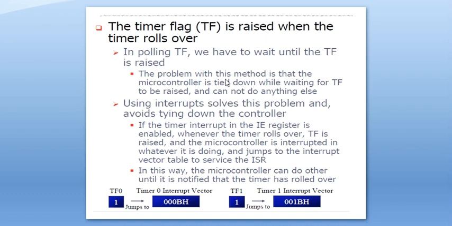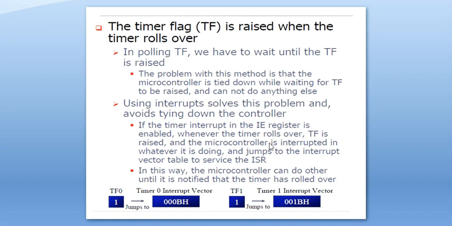In the case of polling, the microcontroller is not allowed to do any other task, and it has to keep on watching the TF flag until it is raised, and only then can it do anything else. Whereas in the case of interrupts, we have the IE register, which sets or resets the bits, and based upon that TF is going to be raised, and it is going to execute the ISR routines.